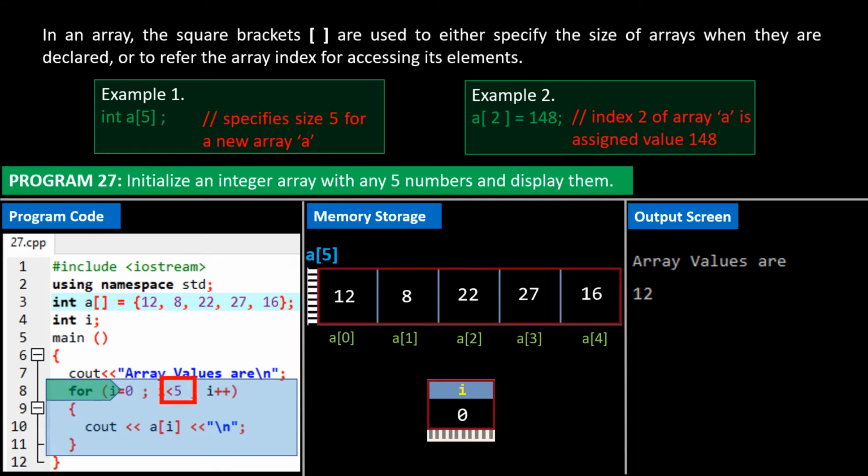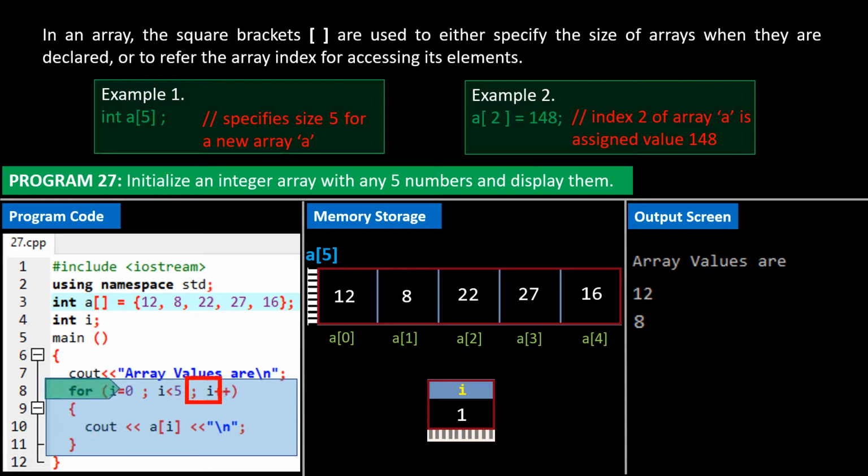Program control comes back to the header of the for loop. Loop control shifts to the loop modifier I++. The value of I increments by 1. I becomes 1. Loop control shifts to the loop condition. It's checked if I is less than 5. Yes, I is less than 5. Program control shifts to line 10. A of I, or A of 1, which is 8, is printed onto the output screen. The \n character takes output control to the next line on the output screen.